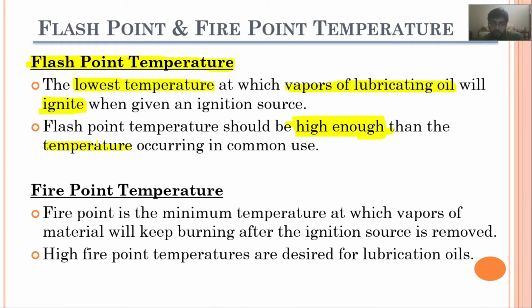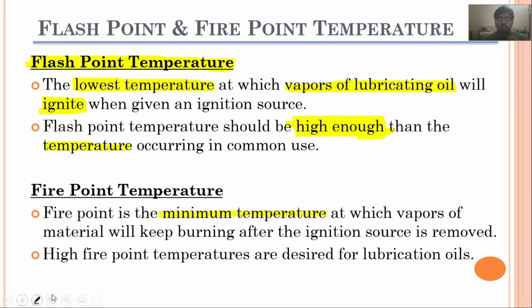Next we have the fire point temperature. Again, fire point temperature is that minimum temperature at which the vapors of the lubricating oil which have been ignited will keep burning even if the ignition source has been removed. So fire point temperatures are slightly above the flash point temperatures, and it is defined as the minimum temperature at which the lubricant oil will keep burning even if the ignition source has been removed.